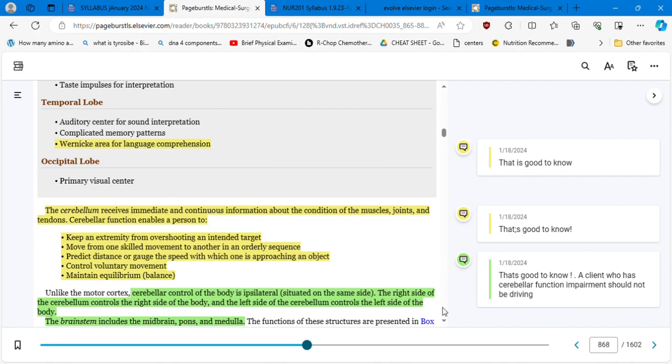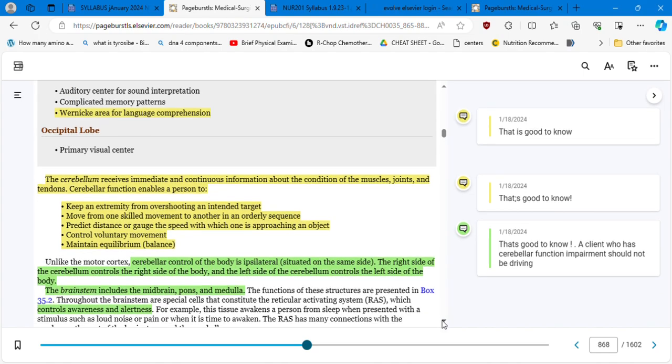Here comes another good to know. The cerebellum receives immediate and continuous information about the condition of the muscles, joints, and tendons. Cerebellar function enables a person to keep an extremity from overshooting an intended target, move from one skilled movement to another, predict distance, or gauge the speed with which one is approaching an object, control voluntary movement, and maintain equilibrium.